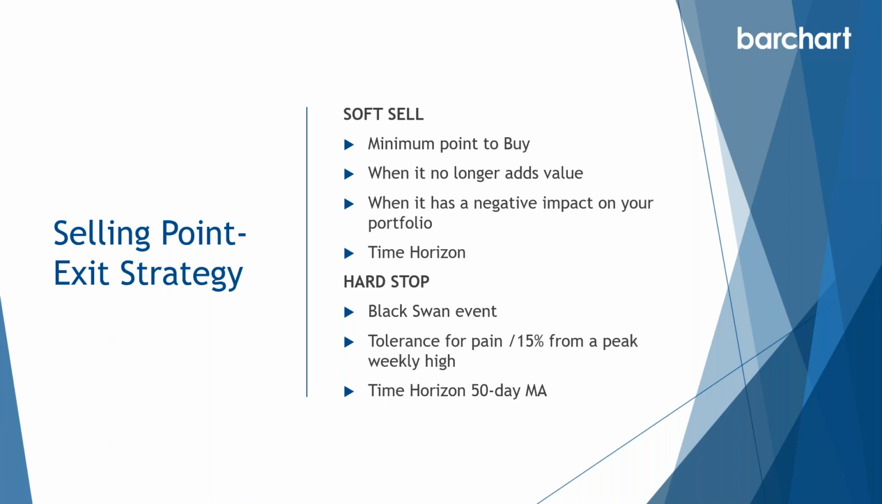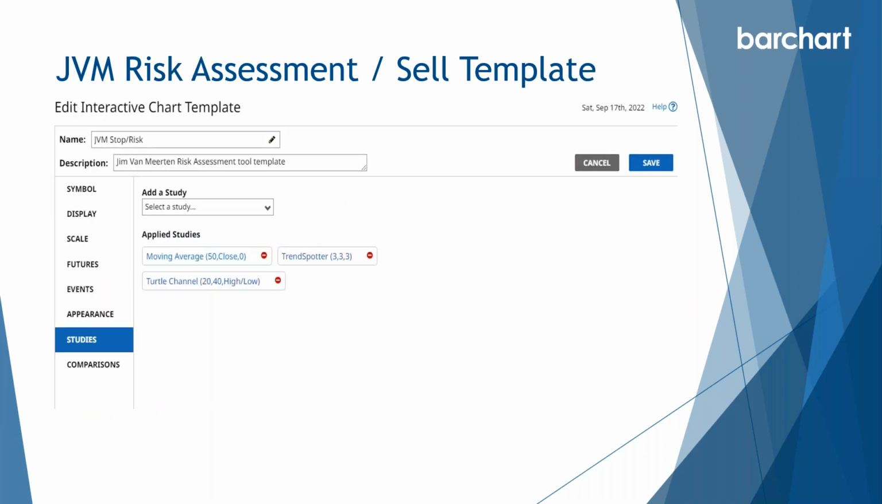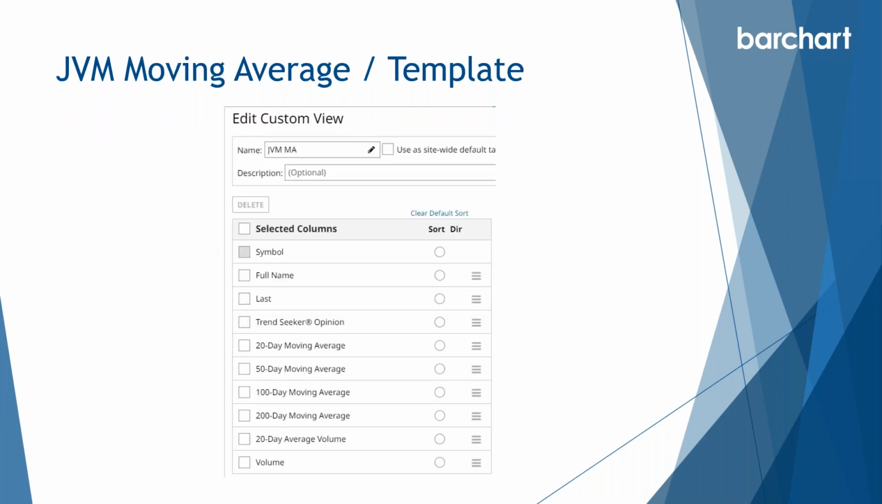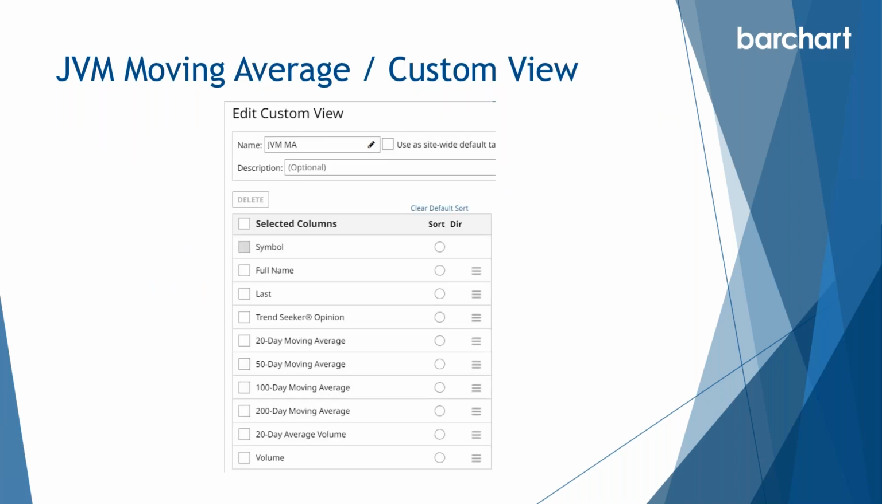Thank you. So again, here's kind of Jim's soft sell points. Again, these are slides that I have for you guys, so you can go back and look at this. And then inside of our slides, there's charts. Jim's screener. Here's his sell template. The criteria. Here's his moving average template. That ribbon picture that he likes. His custom views, and then his moving average custom views.